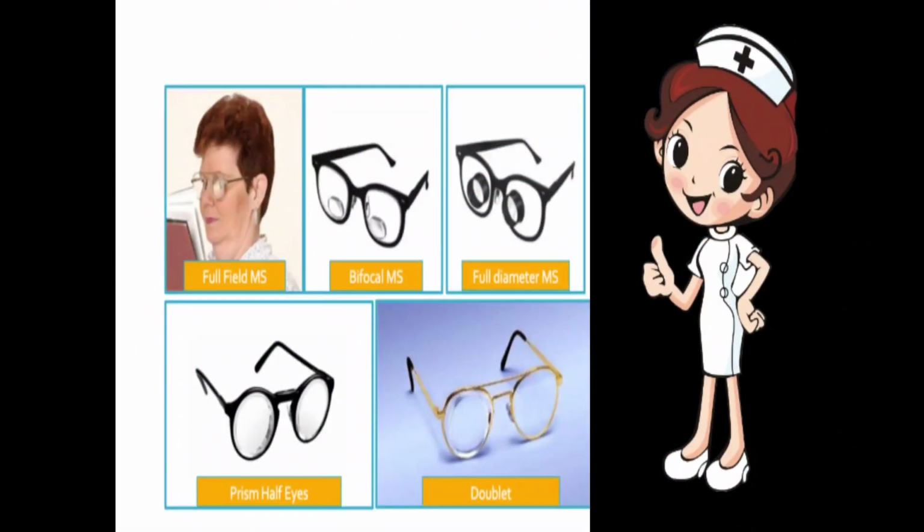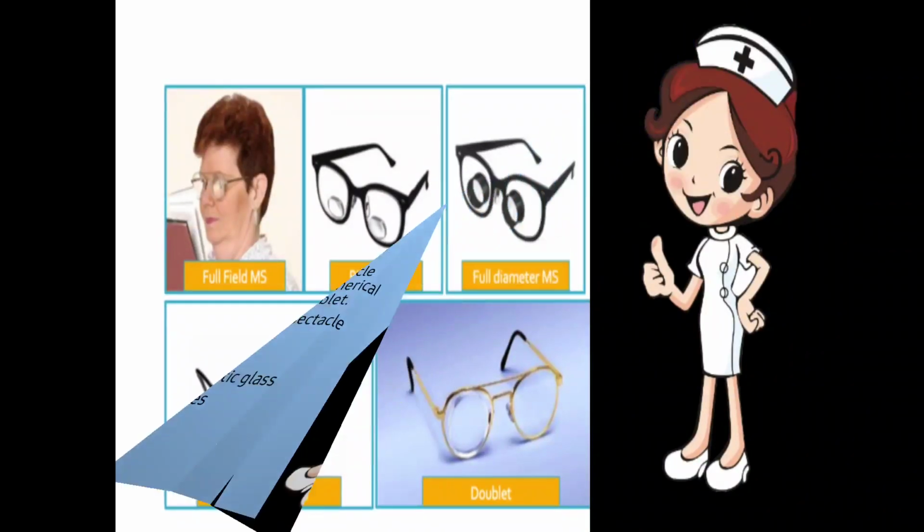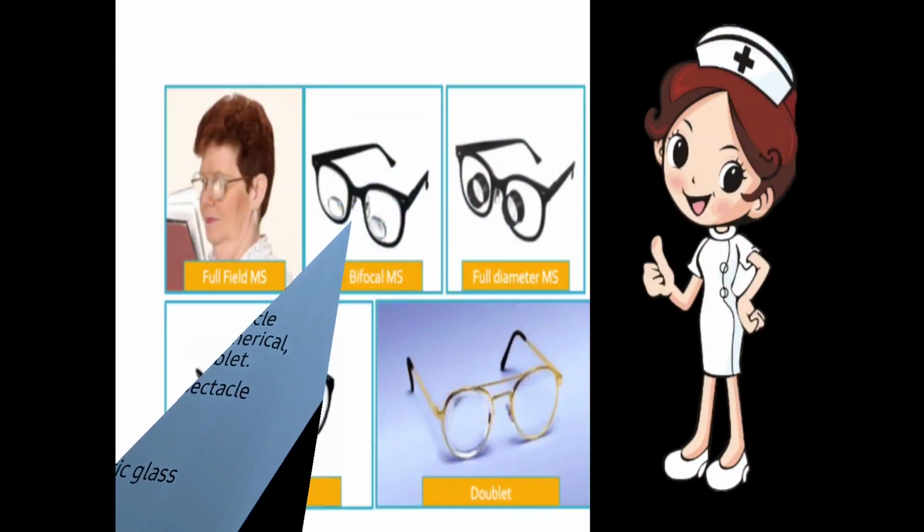Full field spectacle magnifiers are those in which the full area of the specs is magnified. Magnifier lenses are in a full frame. Bifocals means the magnifiers are present only here and the others are not. Next one, full diameter. These have a wide diameter. Next one, half eyes prism. The prism is used at the half eyes. Next one, the doublet. Both are there. So these are the spectacle magnifiers.